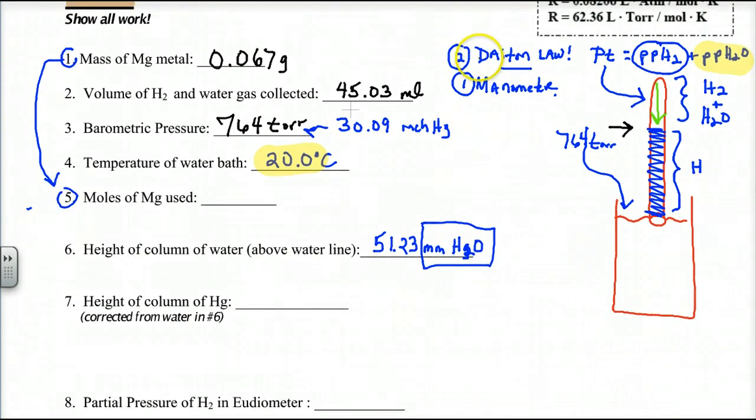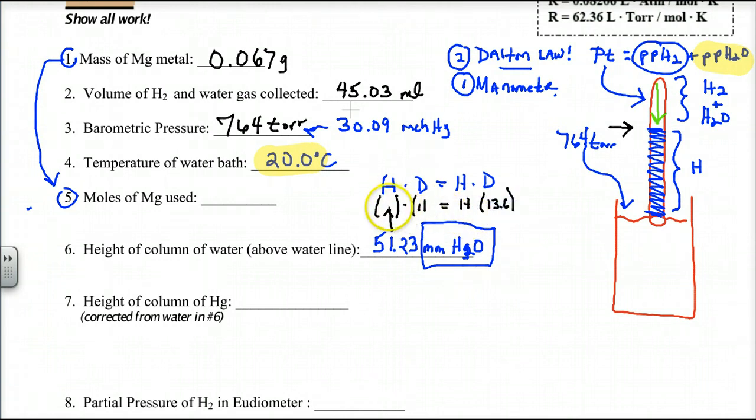So before I even get to the manometer, I've got to do height times density equals height times density. It's an inverse relationship. We know the height in water, the density of water is 1, and I'm trying to find the height in mercury, and of course, the density of mercury is 13.6 grams per milliliter.